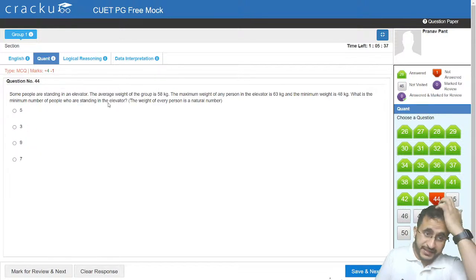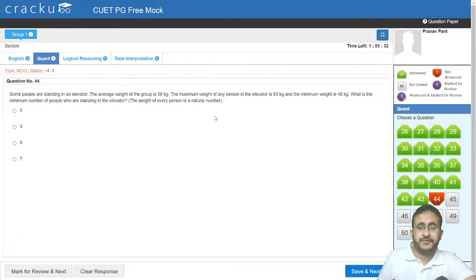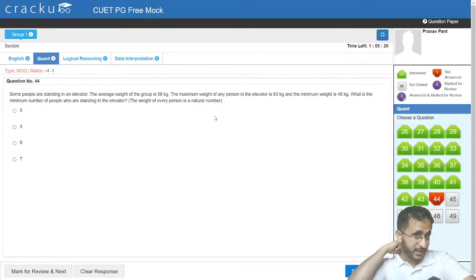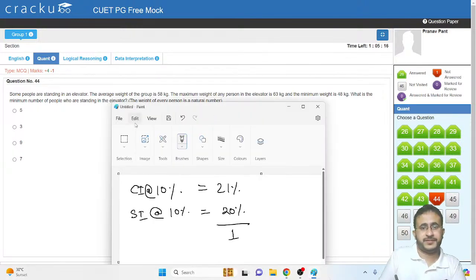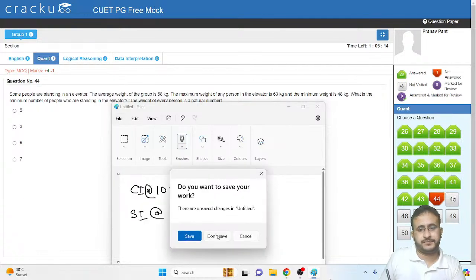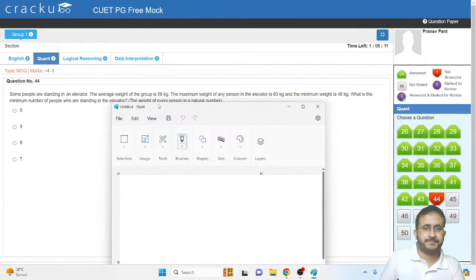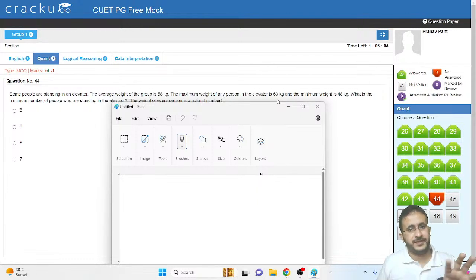Some people are standing in an elevator. The average weight of the group is 58 kg. The maximum weight of any person in the elevator is 63 kg, and the minimum weight is 48 kg. What is the minimum number of people who are standing in the elevator? Okay, the weight of every person is a natural number. Okay, so it says minimum weight is 48, and maximum weight is 58. Sorry, average is 58, maximum is 63, and minimum is 48.